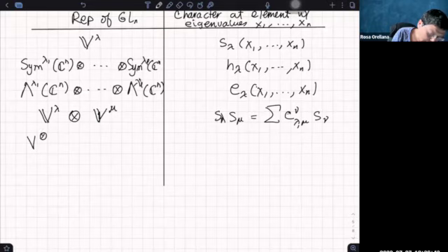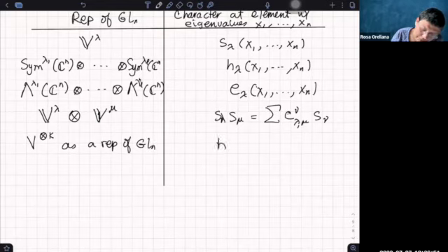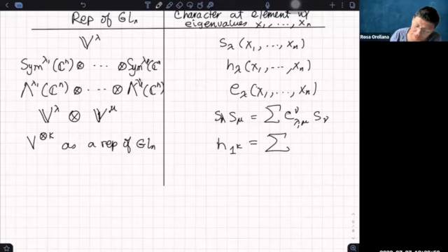If you look at V tensor K as a representation of GLN, this turns out to have character H1 to the K, and if you write it in terms of the Schur functions, this is F lambda, or maybe I put it in superscript, F lambda.